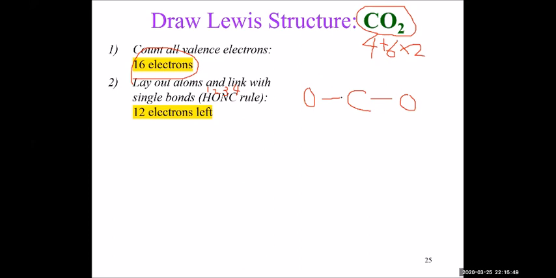After doing this, you can see we have 2 single bonds laid down. Each single bond has 2 electrons. This is 1 pair of electrons, here another pair, so that's 4 electrons. The total is 16; subtract these 4, and we get 12. It's very important that we keep track of how many electrons are left. Now we have 4 electrons down, 12 to go. And then we move on to step 3.